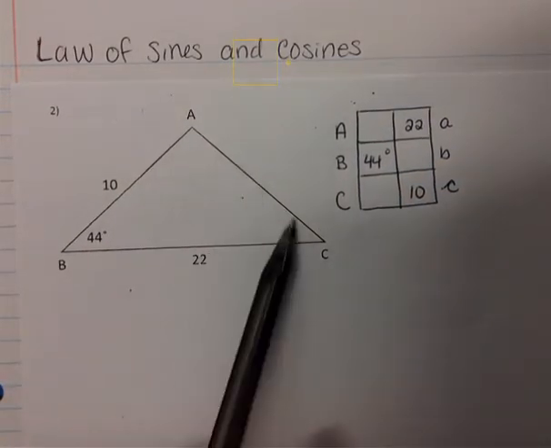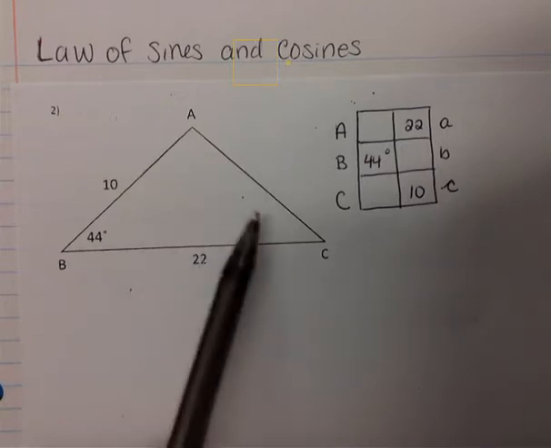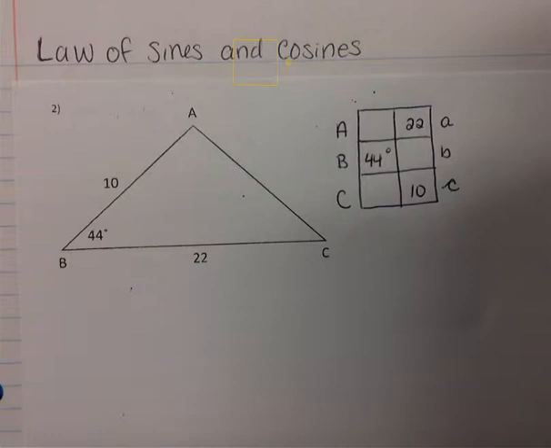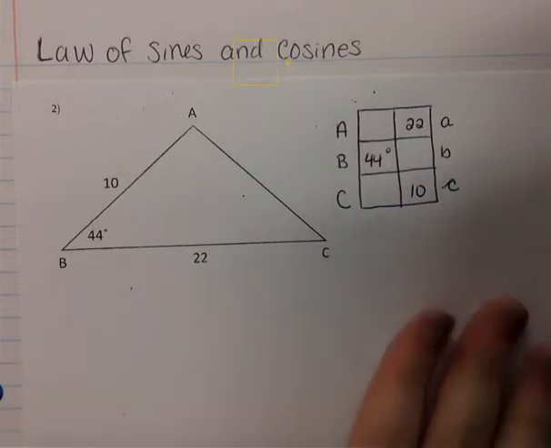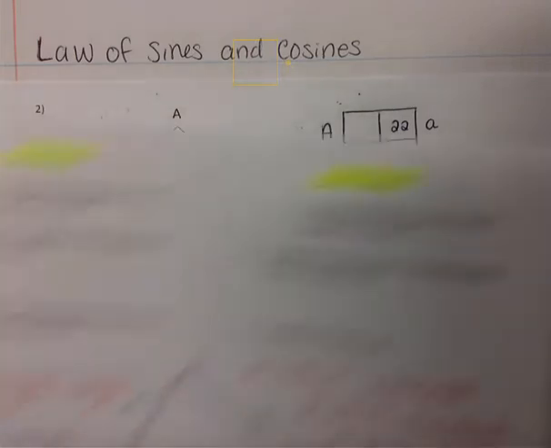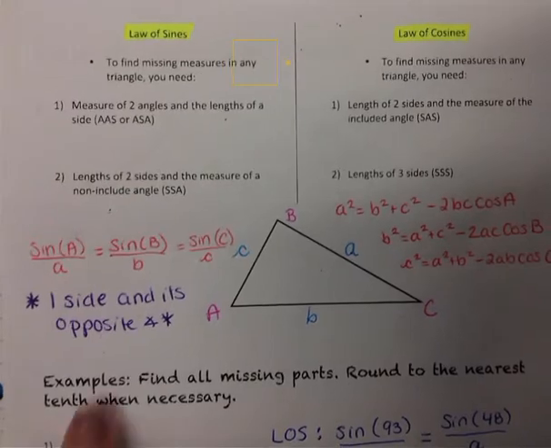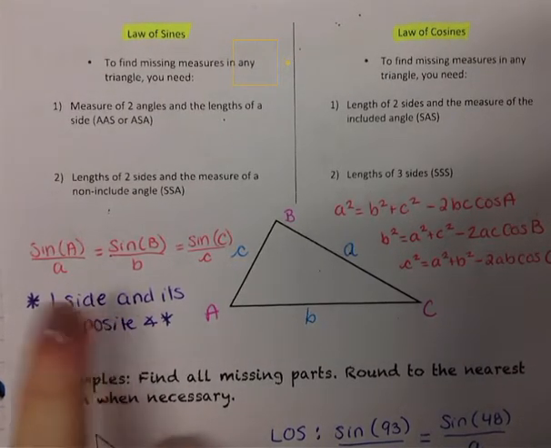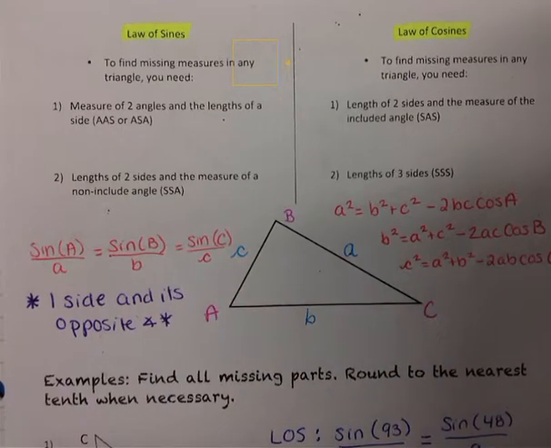There is no way I can figure out the 2 angles at the moment, and there's no way I can figure out the third side using Pythagorean theorem. So I will need to use law of sines and or cosines. Now, if we remember back, to know which one to use, law of sines you use if you have a side and its opposite angle. If you don't have this, you have to use law of cosines.